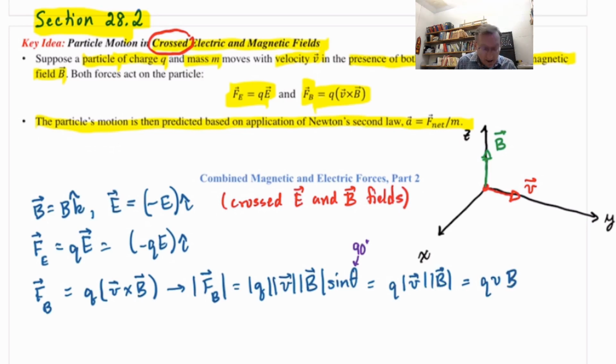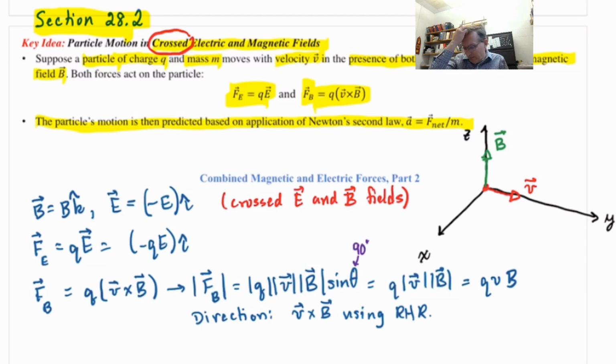Let's get the direction, though. That's just the magnitude. What's the direction of the magnetic force? Well, first find the direction of V cross B using the right-hand rule. Well, there's that picture. There's the V, and there's the B. Practice, please. Use the right-hand rule and try it and see what you get. Pause the video and come back.